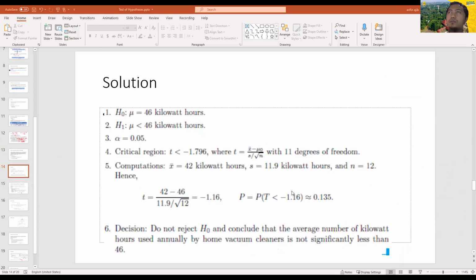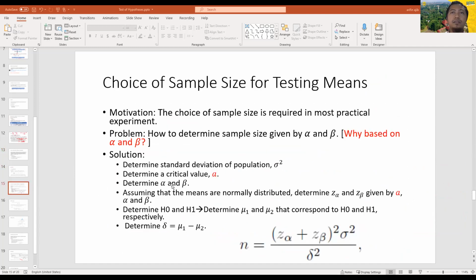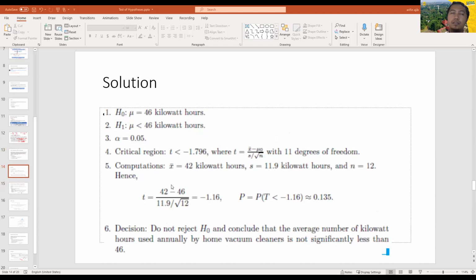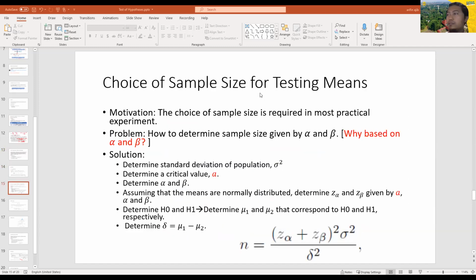So the previous slide is how to do what Ahmad Khalid already conducted, and the next is how to choose the sample size for testing means. Okay, the motivation first: the choice of sample size is required in most practical experiments. And the problem: how to determine the sample size given alpha and beta. You remember alpha and beta? Alpha is type 1 error, beta is type 2 error.